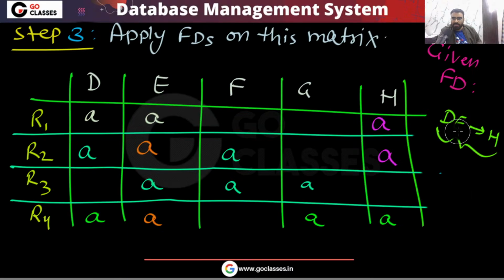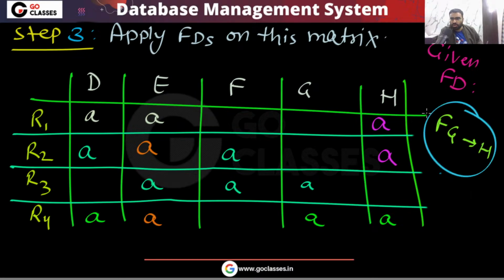Now, let's assume another functional dependency is given to you, and that is FG determines H. Let's assume this FD is also given to you. FG determines H. Then what does it actually mean? This means that whenever two tuples have the same FG value, then they must have the same H value. Agree with me?